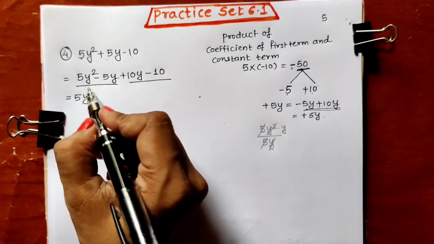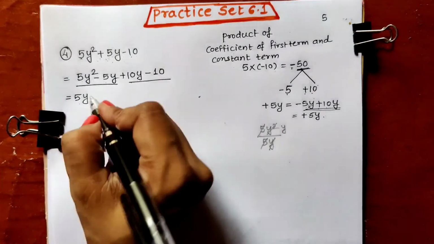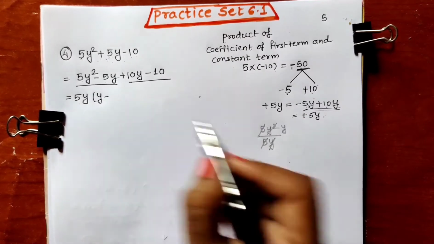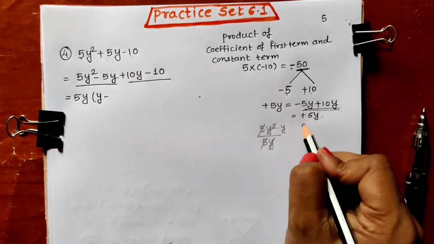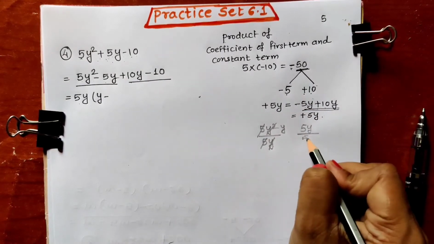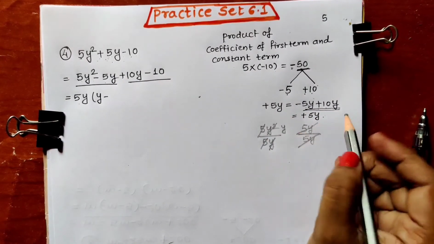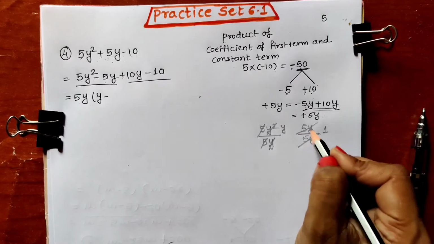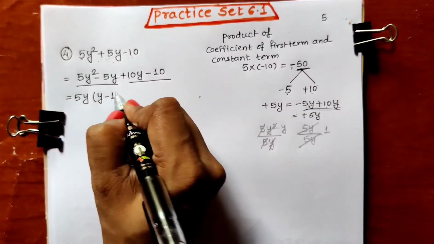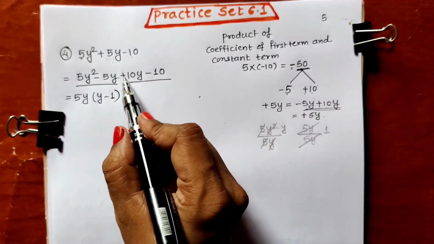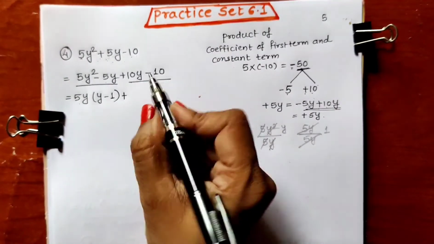So from the first term, when you take out 5y common, y is remaining. Now the second term is 5y. From 5y, full 5y is taken out common, that means the answer is 1, because 5y ones are 5y. So we write 1 in the bracket. Now the plus sign is there, we put the plus sign.